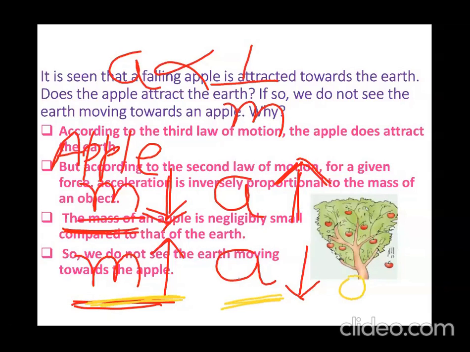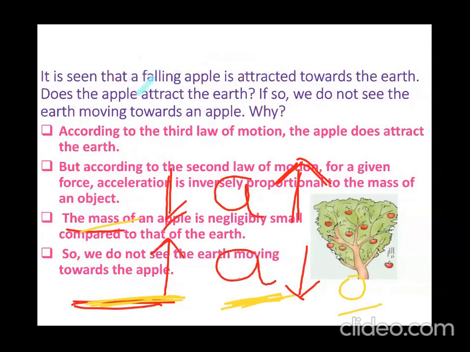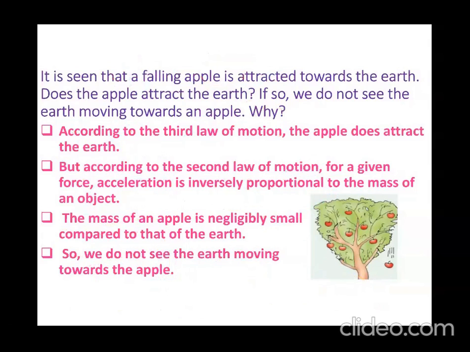So we do not see the earth falling towards the apple because its mass is very high as compared to the mass of the apple, and so its acceleration is less, that is, it is nearly 0. But as the mass of the apple is less, its acceleration is high, and we see the apple falling towards the earth. But the force exerted by both apple on earth and by earth on apple is same. Excellent. So here is your answer to that question.